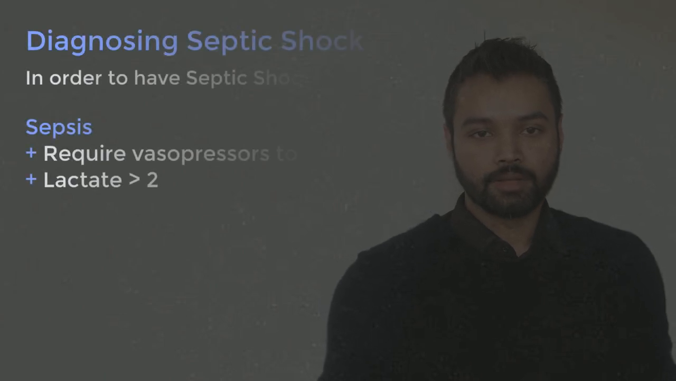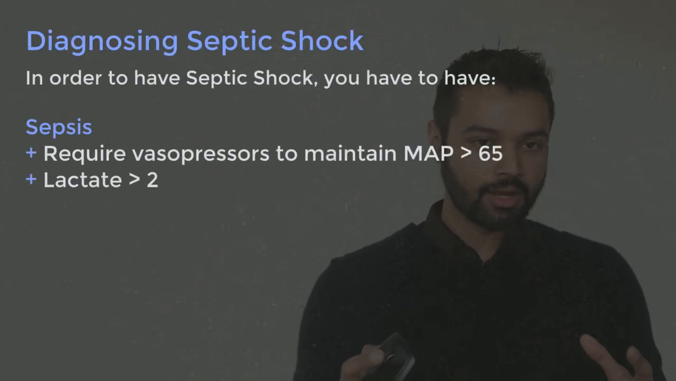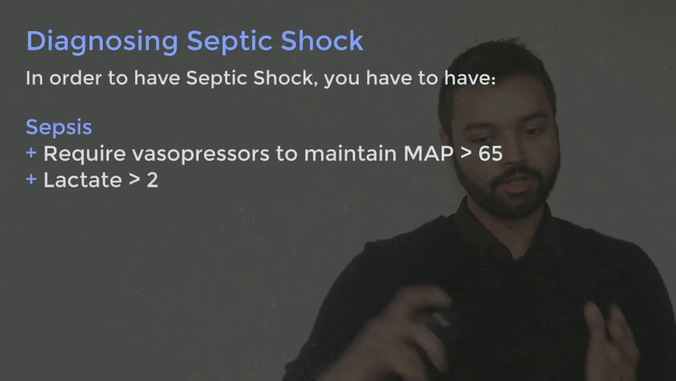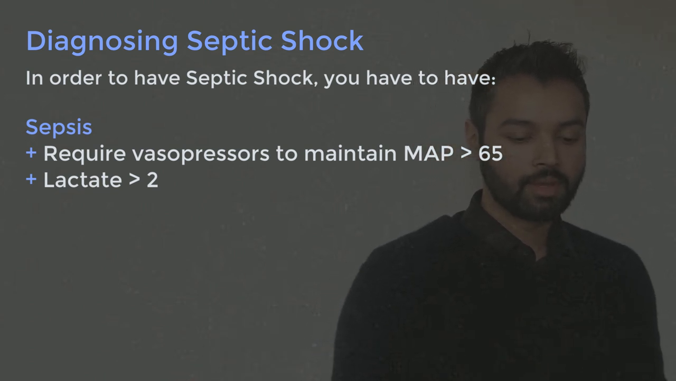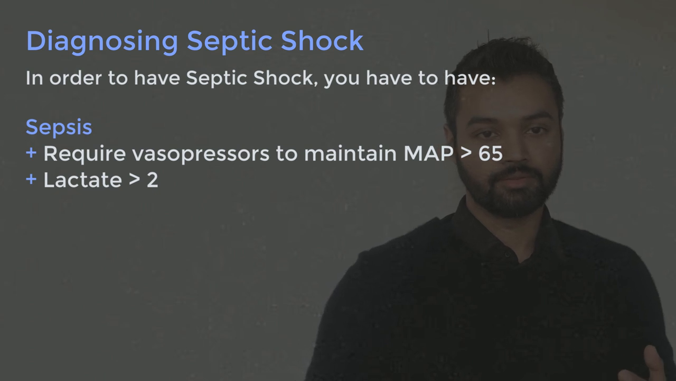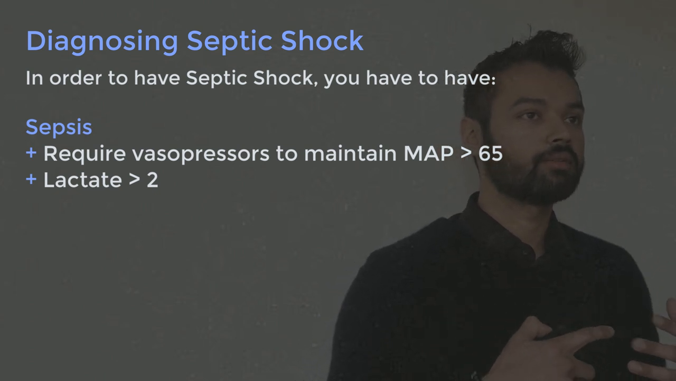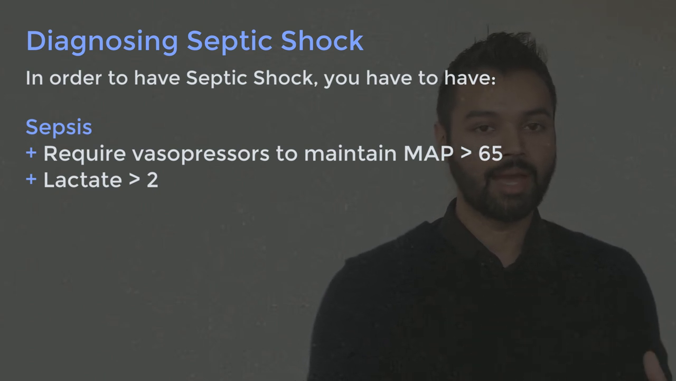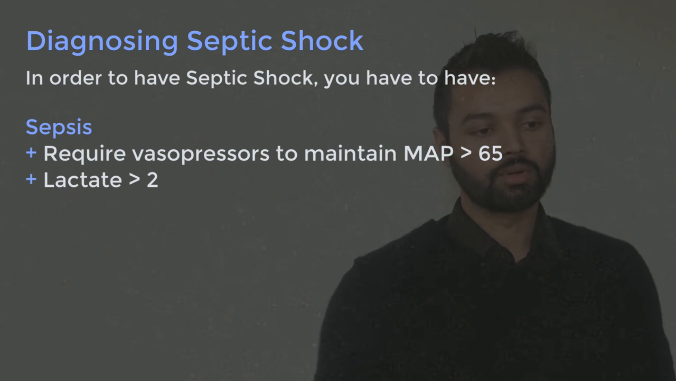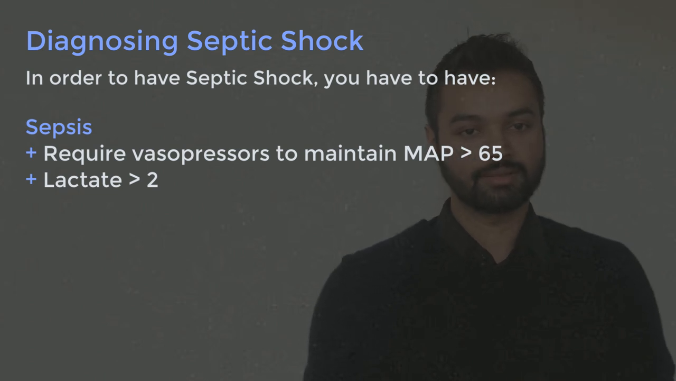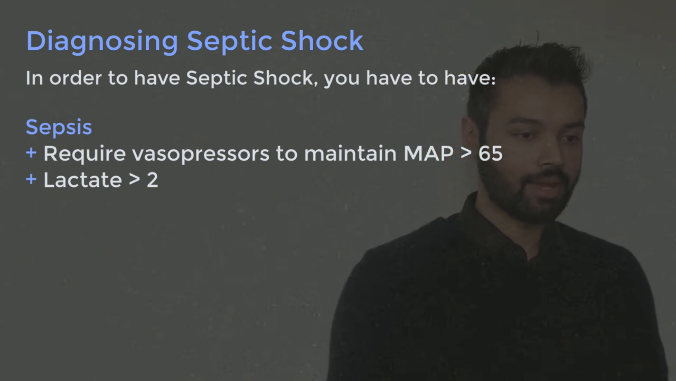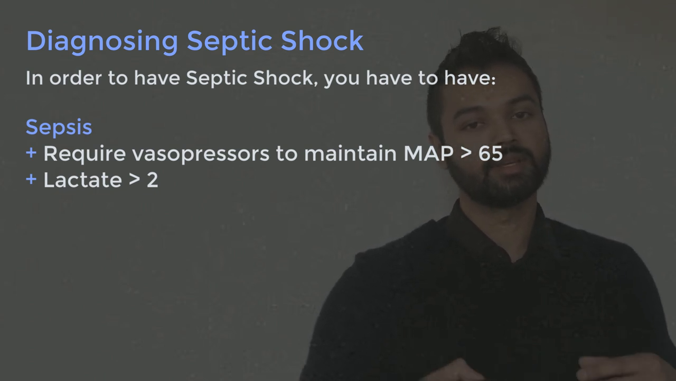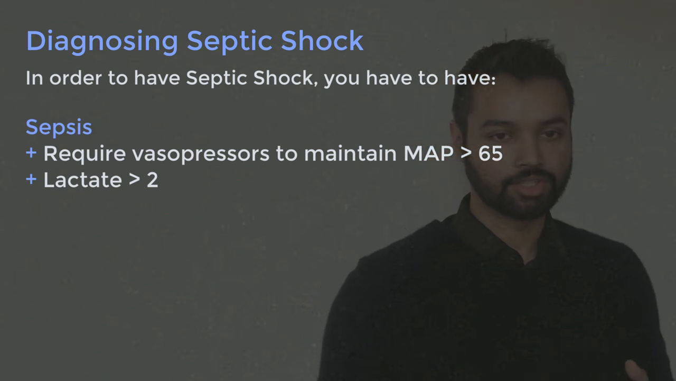How do we diagnose septic shock? Remember, septic shock is a subset of sepsis, so you need to have sepsis, and then you also need to have two additional things. The first thing is the patient needs to require vasopressors to maintain a MAP over 65. We'll go over this in greater detail in the next lecture, but if they're not fluid responsive, then you have to add vasopressors, and if that's the case, consider a diagnosis of septic shock.